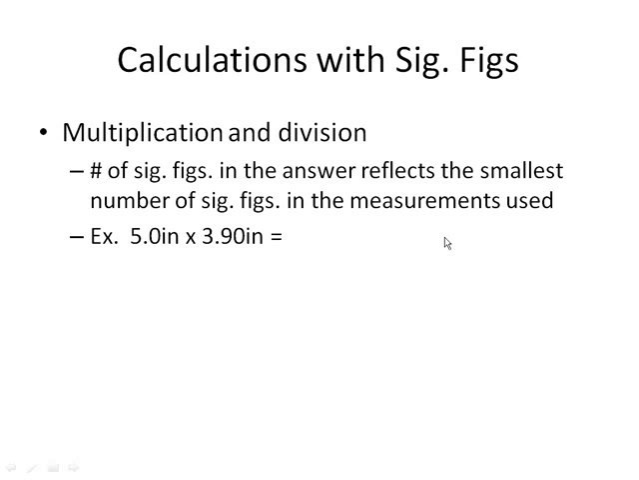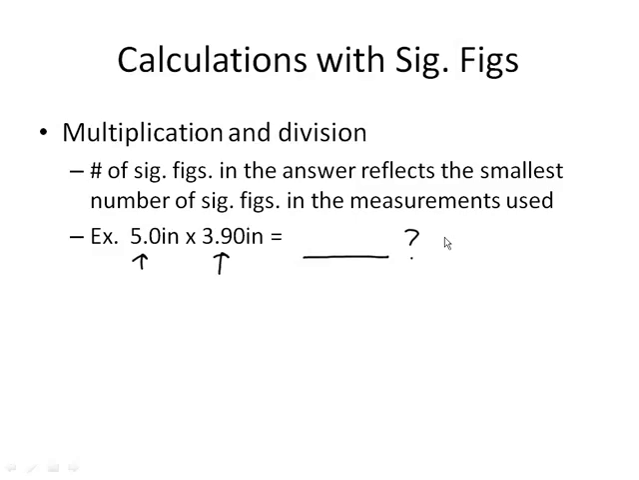So for example, if you had 5.0 inches times 3.90 inches, the question we're really asking is, how many significant figures should be in my answer? And to answer that, we need to go back and decide how many sig figs were in this measurement and how many sig figs were in this measurement. And whichever has the least amount should be showing up in my answer as well.